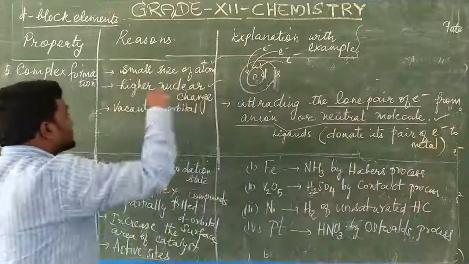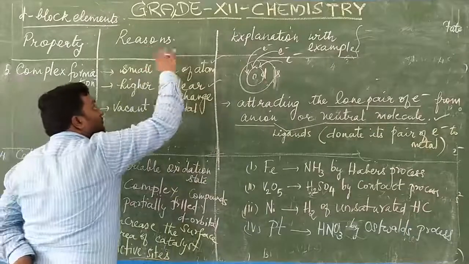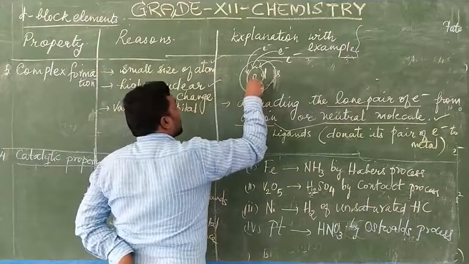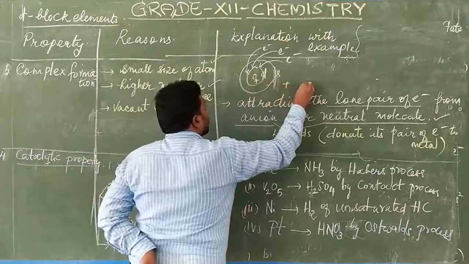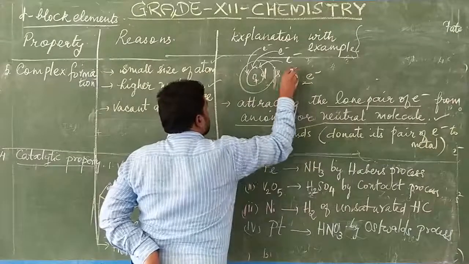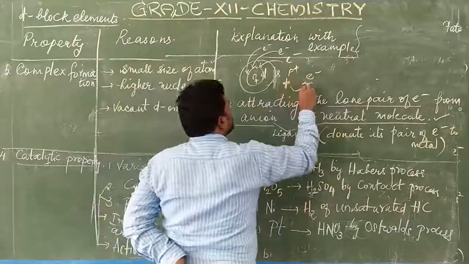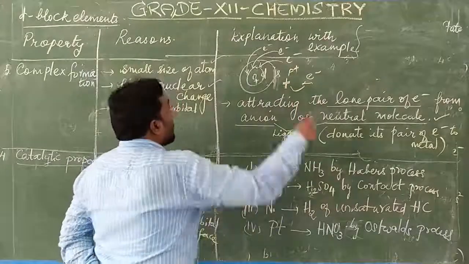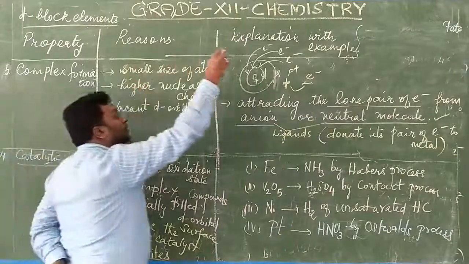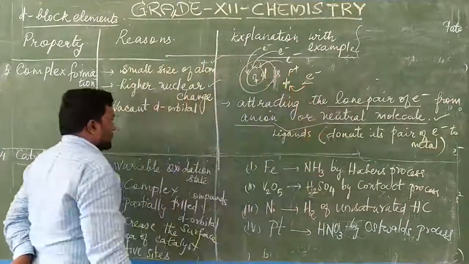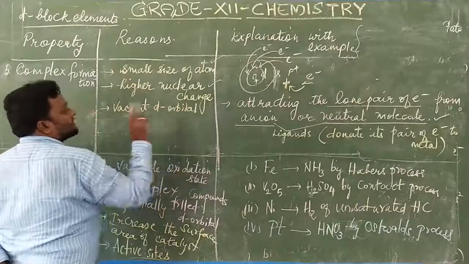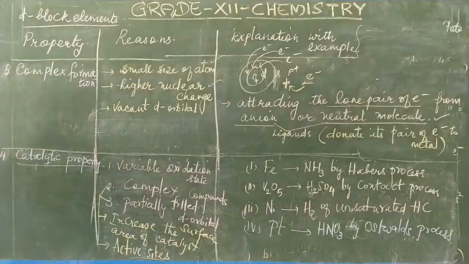So to accept those electrons, the size should be small and the nuclear charge superior; then only, the nuclear charge is positive attraction, and electrons are negative, isn't it? Electrons are negative, and the plus is the protons present in the nucleus. So plus and minus, there will be an electrostatic force of attraction. When there is a force of attraction, automatically it can attract the electron. To attract the incoming electrons and hold them, you need a space, that is the vacant d orbitals. So that is the complex formation.